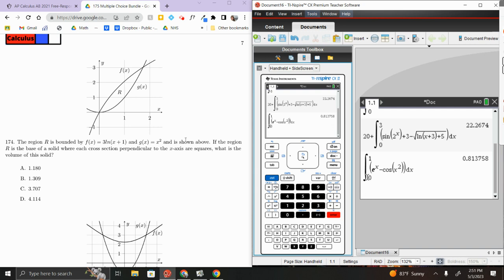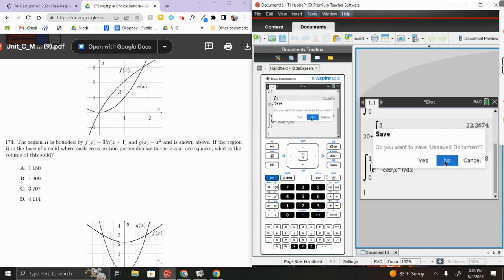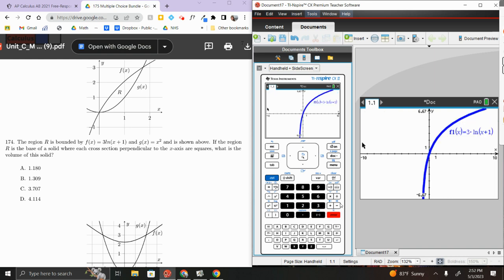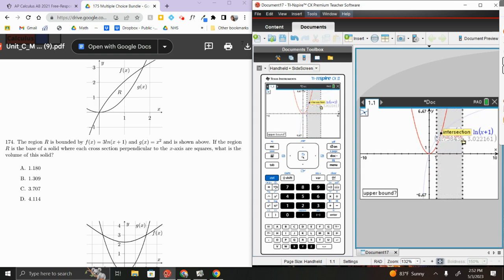So essentially the same thing. Unfortunately, this time you have to find where they intersect. So we're going to do the same thing here. We just got to type in both those functions. 3 natural log x plus 1 and x squared. So obviously this first one is 0. We just got to find the second one. And I get 1.7384.